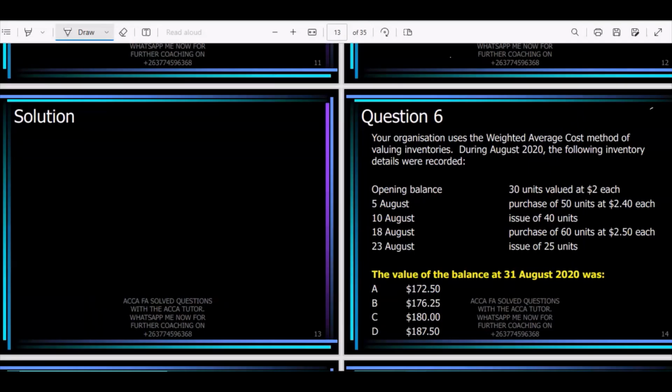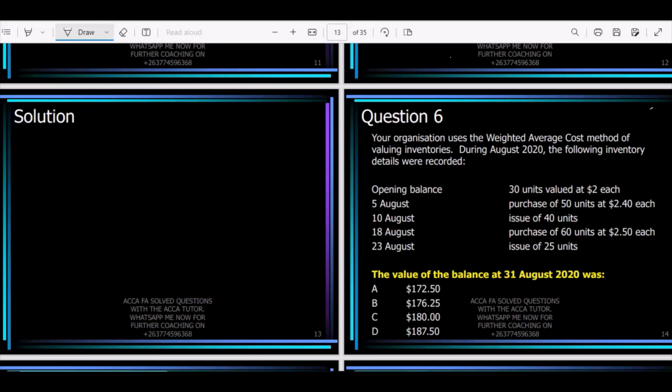Okay, ladies and gentlemen, we are continuing with our discussion. We have question number 6 on the right side of the screen. Your organization uses the weighted average cost method of valuing inventories. During August 2020, the following inventory details were recorded.